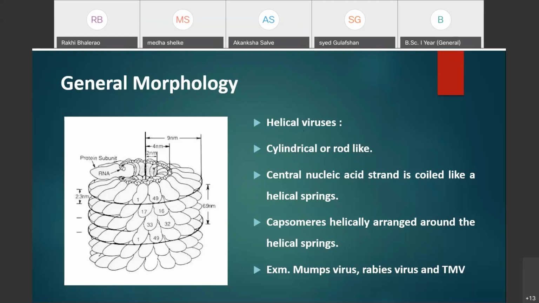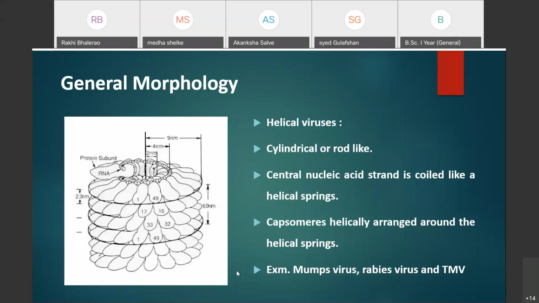In this one you can see the central nucleic acid strand is coiled like a helical spring. Here in this photograph you can see the RNA, the genetic material, coiled like a helical spring. Okay, the genetic material is coiled like a spring. And the capsomeres are also helically arranged around the helically coiled genetic material.